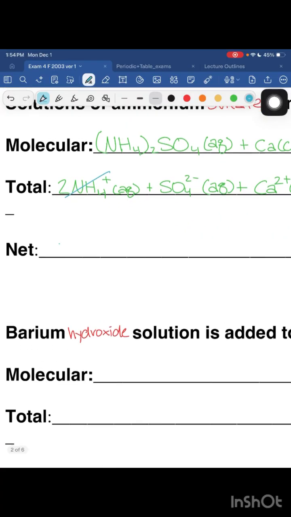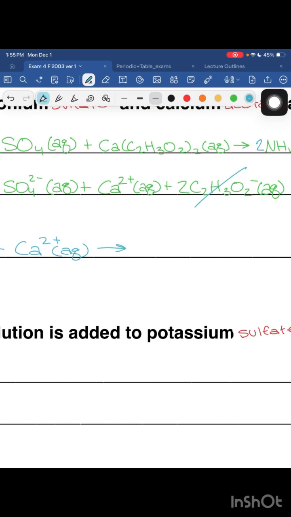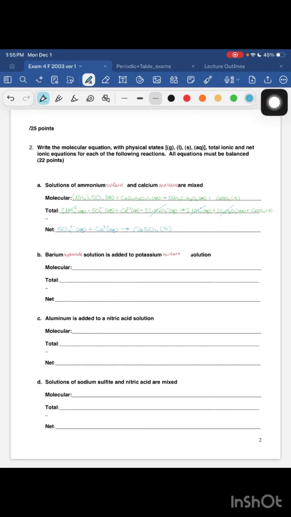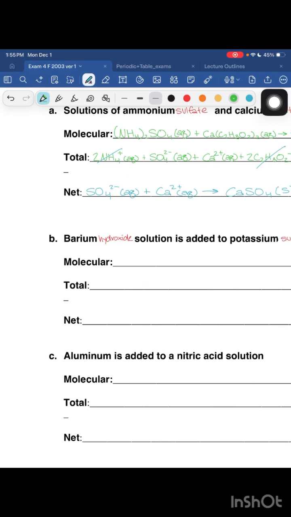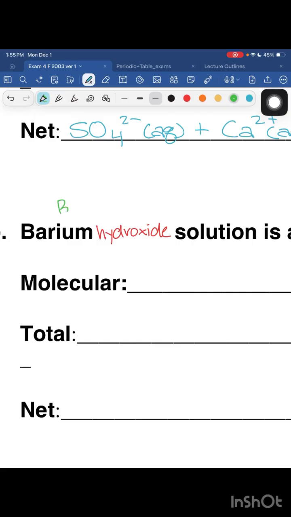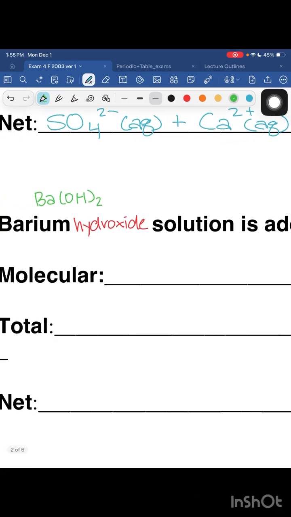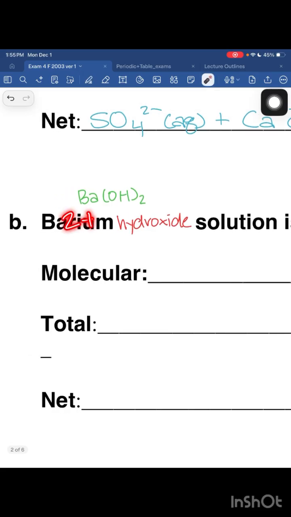So we've got SO4 2 minus, aqueous, plus calcium 2 plus, aqueous. And that becomes calcium sulfate, solid. And that is the first one. Number 2, we've got a combination of barium hydroxide. We've got Ba(OH)2, because this is a 2 plus and this is a 1 minus.